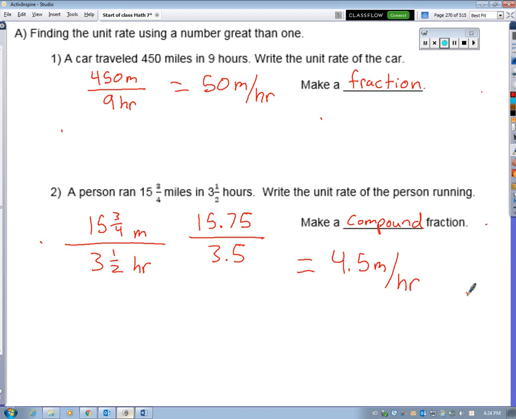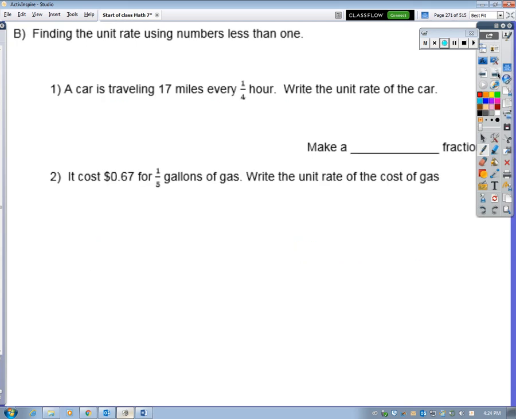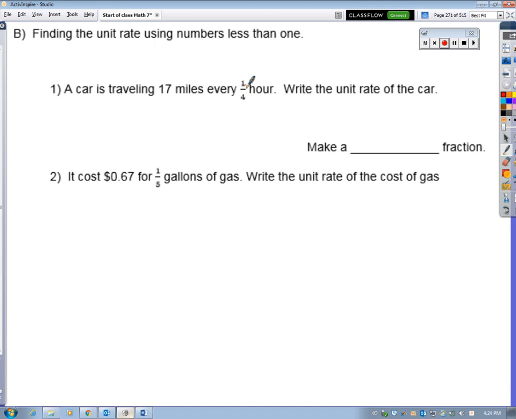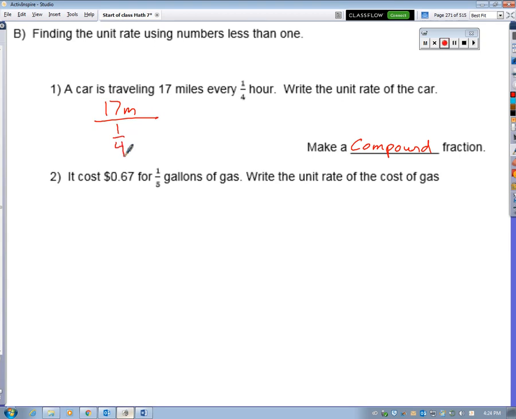Let's take a look at some other examples here. If we're going to find the unit rate using numbers less than 1, check this out. We have a car traveling 17 miles every 1/4 hour. Write the unit rate of the car. No problem. We're going to make another compound fraction. That is our key to solving this. I'm going to set this up like this. I'm going to take 17 miles over 1/4 of an hour.